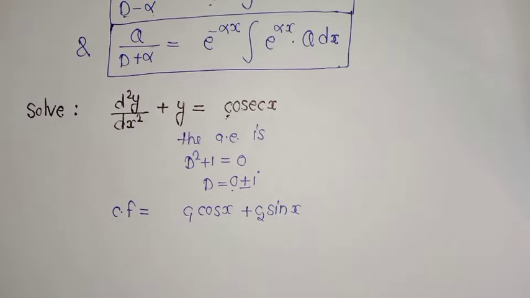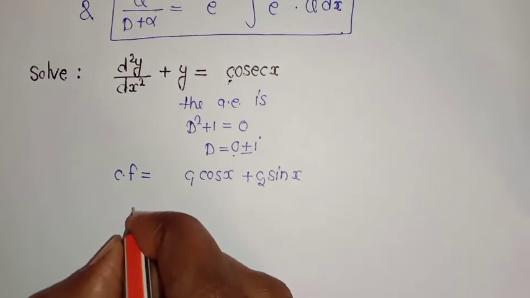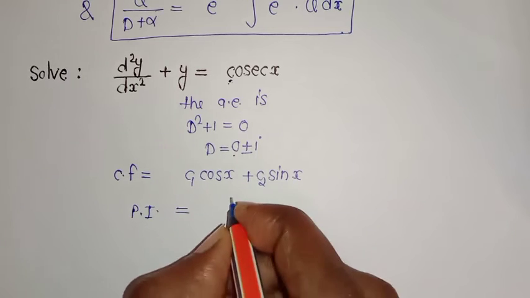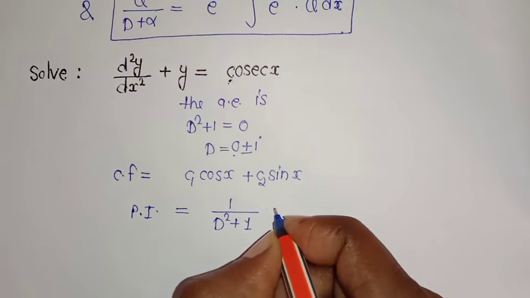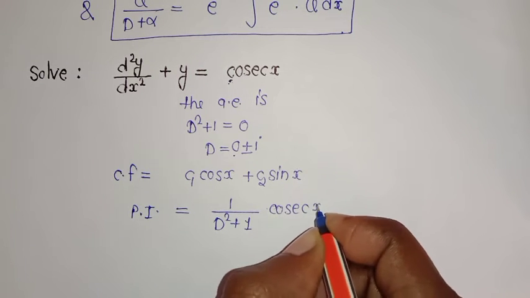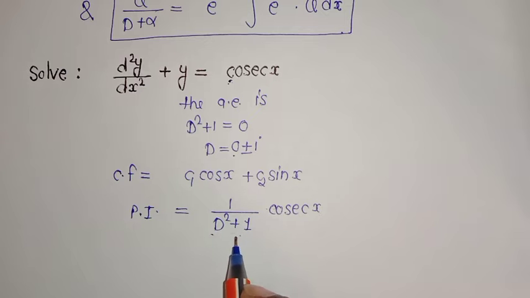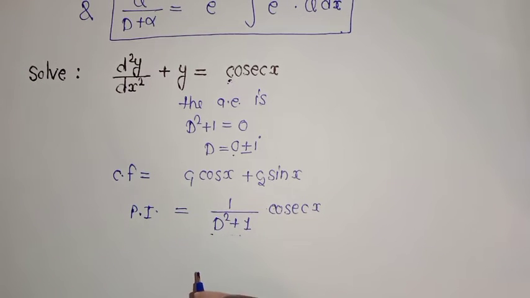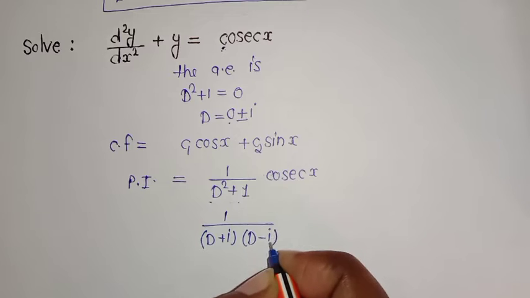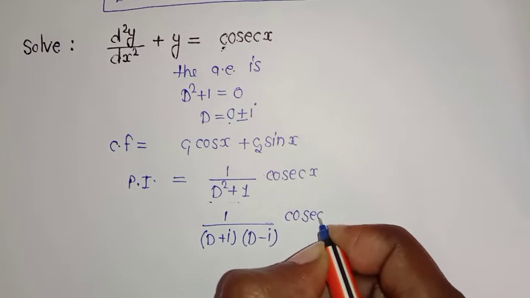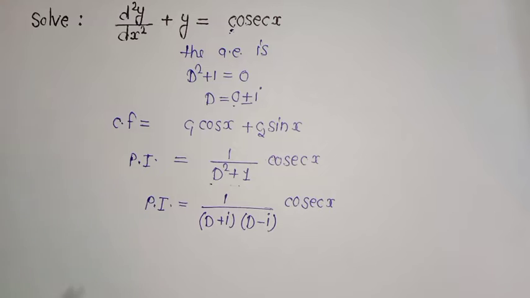Now we are going to find the PI. So PI is 1 by D squared plus 1, and our Q is cosec x. So firstly we have to see our f of D and we have to factorize, that is, resolve into linear factors this f of D. So if we resolve it into the linear factors, it becomes 1 by (D plus i) into (D minus i) applied over cosec x.